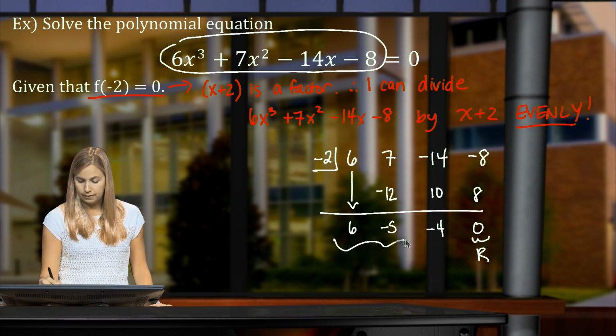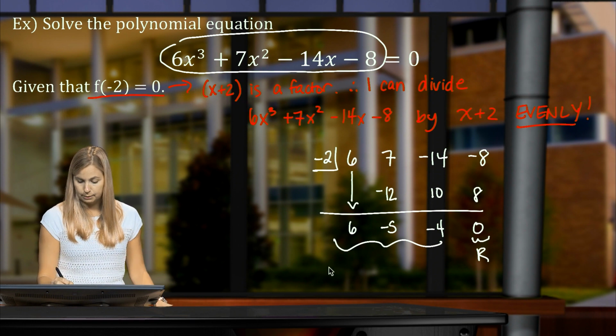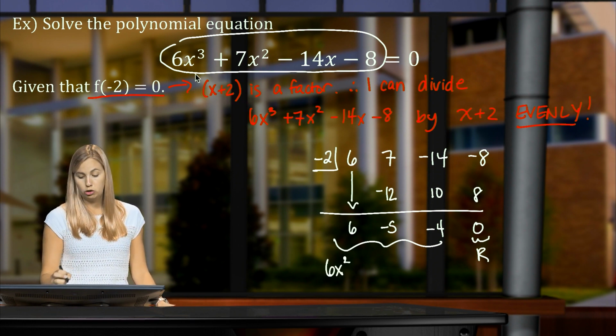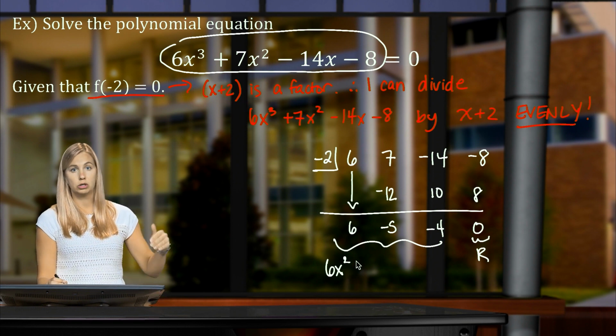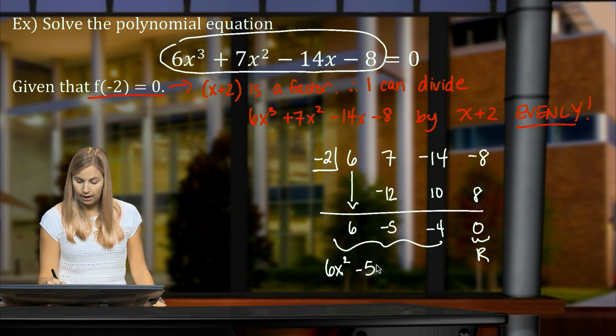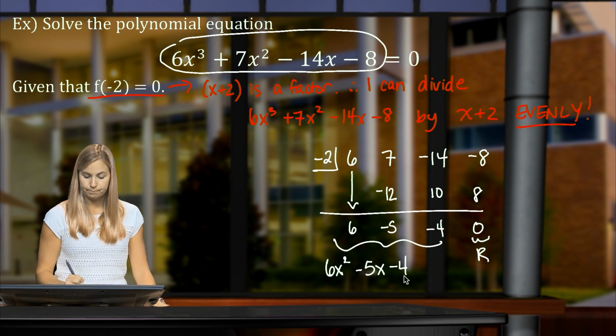So what do these values give us? If you remember, that gives us the polynomial 6x squared, because we started with x cubed. When we divide, we end up with a degree 1 less, minus 5x minus 4.